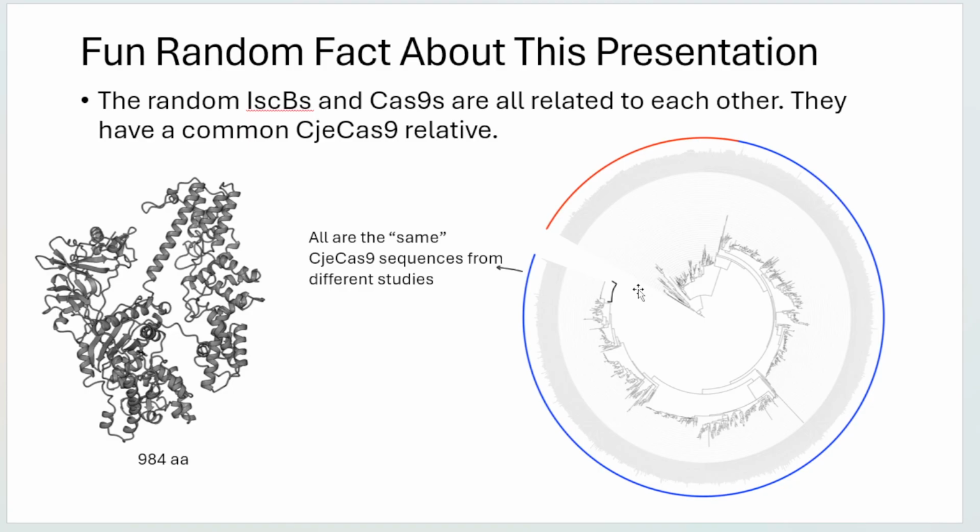Because that entire flat domain or flat region there are all CJE-Cas9 sequences from different studies. That's why it's so similar, and that's why everything from across the board, from all of its ancestors, from all the previous Cas9s all the way to the ISCB, all match quite closely with CJE-Cas9. So that's pretty funny.